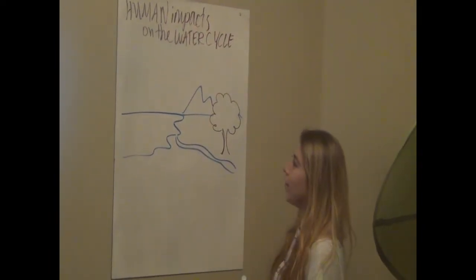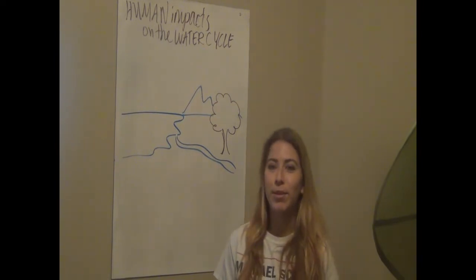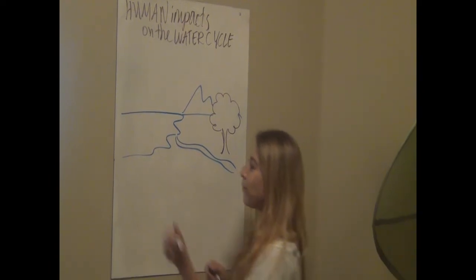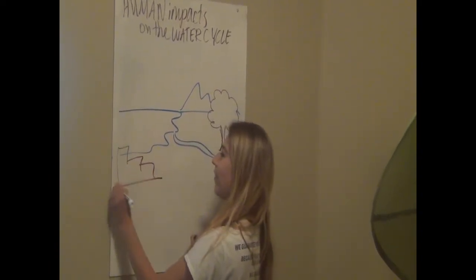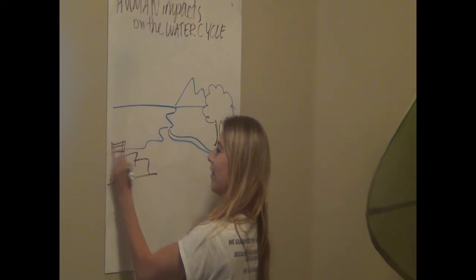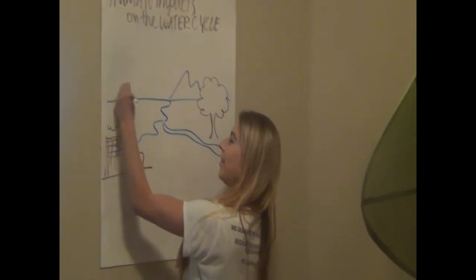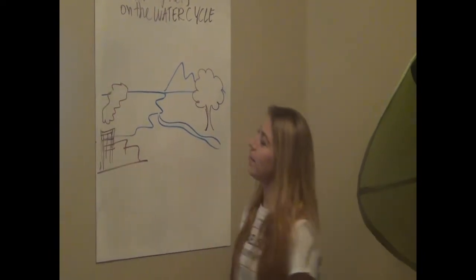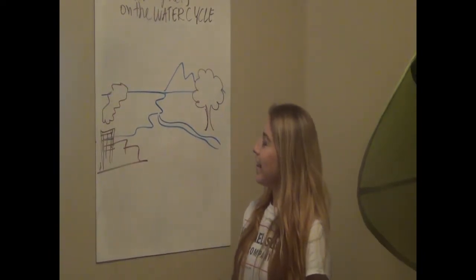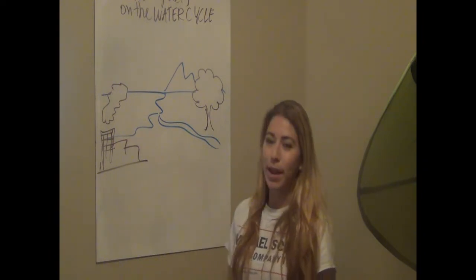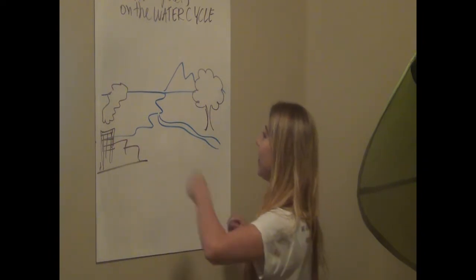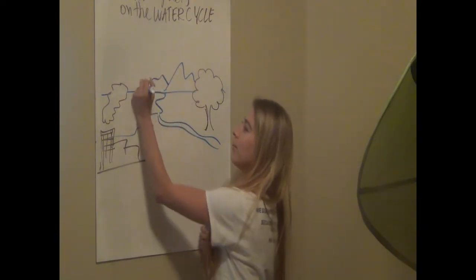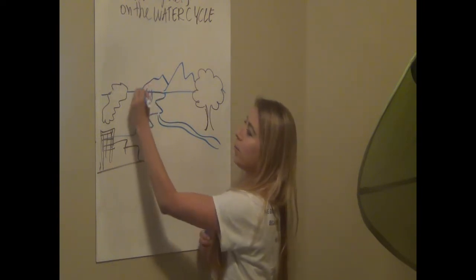Cool. Alright, so a couple things that humans do that affect the water cycle. The first one, I'm going to try to draw a little factory over here. My beautiful factory. The burning of fossil fuels affects the water cycle in multiple ways. The first one is that it essentially heats up the atmosphere, which melts glaciers. This is going to be my glacier. It melts the glaciers, which sucks for multiple reasons.